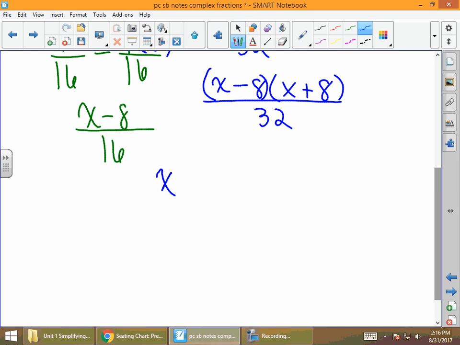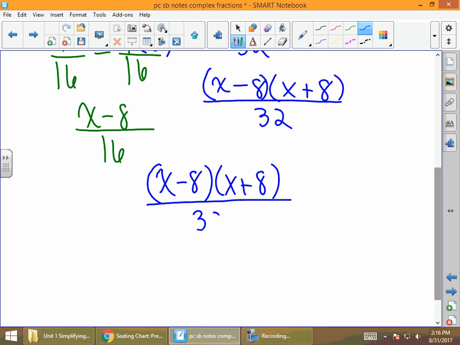Take x minus 8 times x plus 8 over 32. Again, that was in the numerator, the top of the fraction. And we're going to divide it by what's in the bottom. Well, that was x minus 8 over 16. And by the way, the bottom of a fraction is called the denominator.